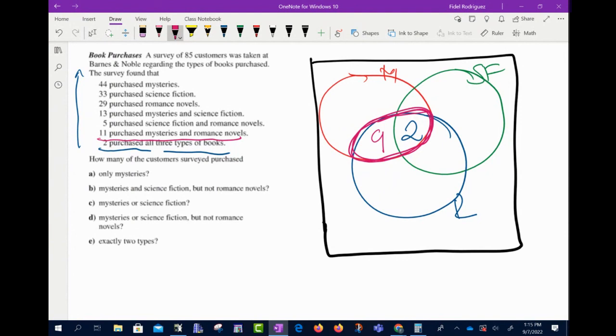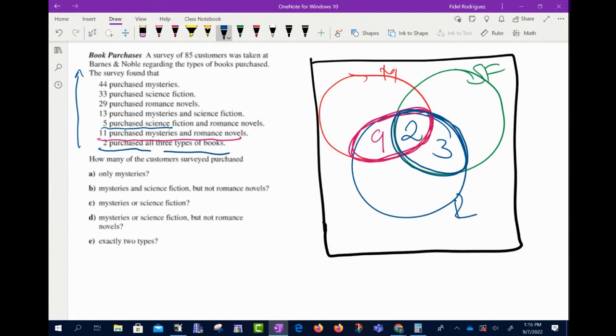And then it says that 5 bought science fiction and romance. So here's science fiction and romance. This is where those two circles overlap. That number has to add up to 5. I know that's got to be a 3.